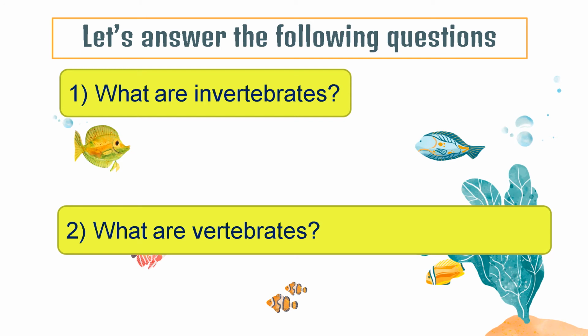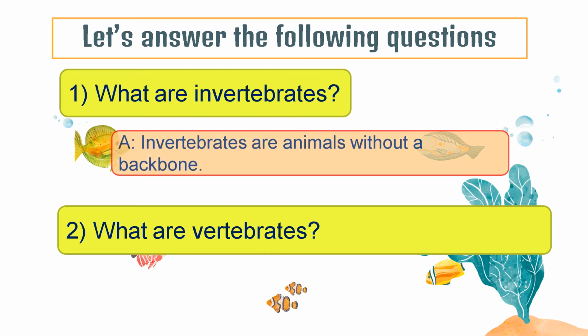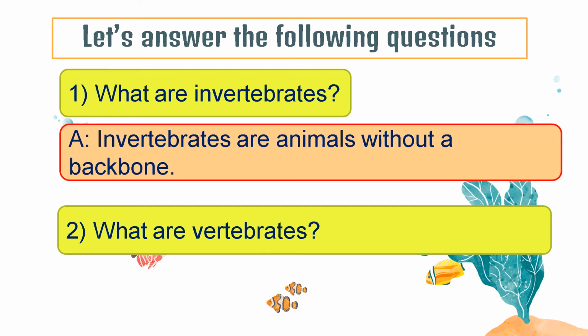Now, it's time to answer some questions. Don't forget to write your answer in your notebook and say it out loud. Are you ready? Number 1. What are invertebrates? Good job! Invertebrates are animals without a backbone.